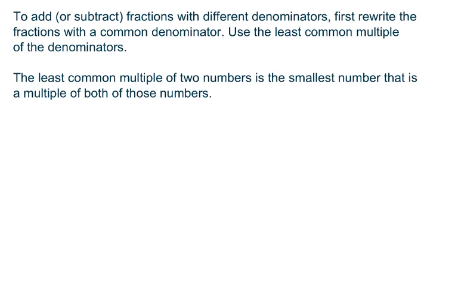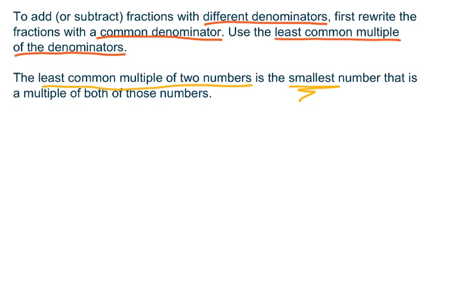To add or subtract fractions with different denominators, first you're going to have to rewrite the fractions with a common denominator. What should that common denominator be? Use the least common multiple of the denominators. Well, that's an interesting word. What does that mean? The least common multiple of 2 numbers is the smallest number that is a multiple of both of those numbers.